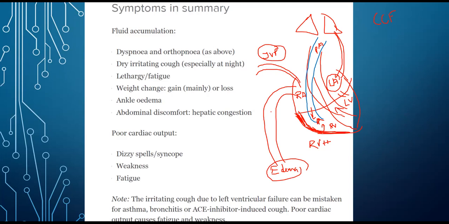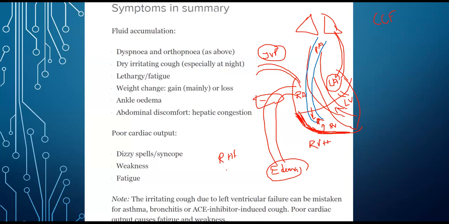Because of congestion in the hepatic vein, the patient will also develop hepatic congestion and it will cause tender hepatomegaly. So raised JVP, tender hepatomegaly, and pitting edema, these three are the main features of right heart failure. And the feature of left heart failure is mainly pulmonary edema, where if you have a lot of fluid accumulated in the lung, the patient will develop dyspnea, especially while lying down during sleeping.